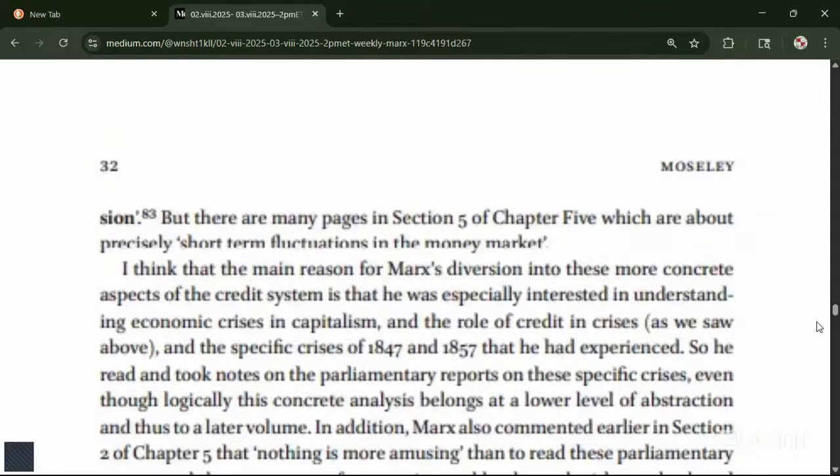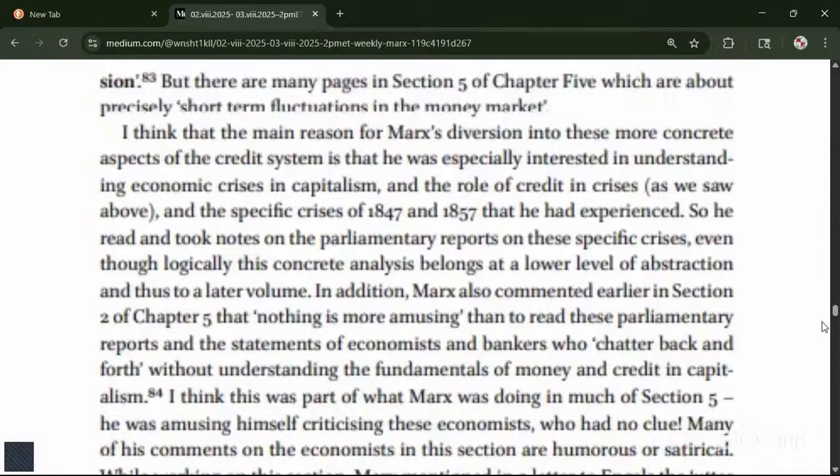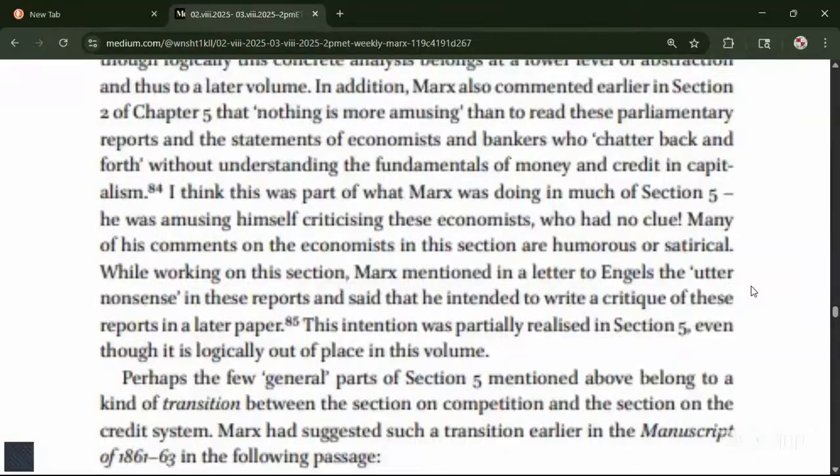In addition, Marx also commented earlier in Section 2 of Chapter 5 that nothing is more amusing than to read these parliamentary reports and the statements of economists and bankers who chatter back and forth without understanding the fundamentals of money and credit in capitalism. Moseley thinks that this was part of what Marx was doing in much of Section 5. He was amusing himself criticizing these economists who had no clue. Many of his comments on the economists in this section are humorous or satirical.